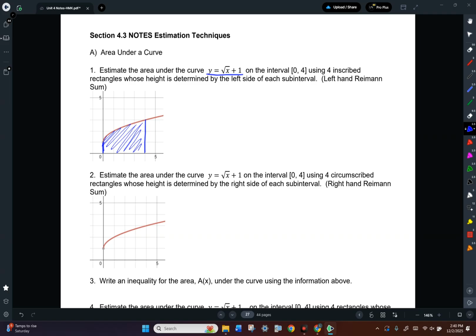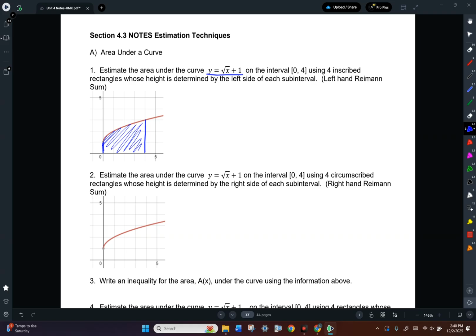Now, it's not a specific figure that I have an area formula for. Like, that's not a rectangle, so I could do base times height. That's not a circle where I could do pi r squared. It's not a triangle. So because I don't have a specific area formula for that shape, we have to just estimate.